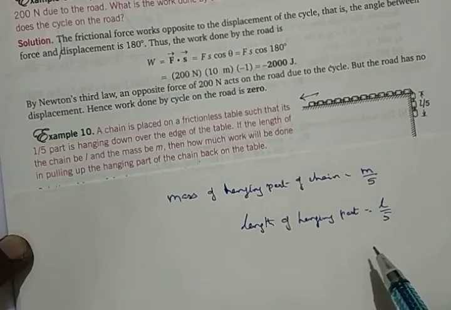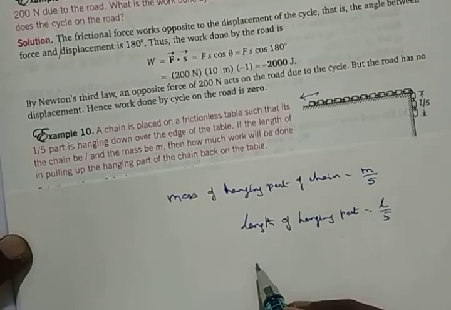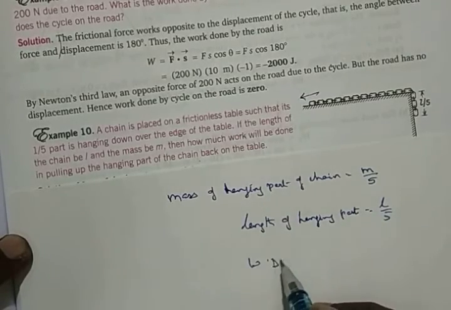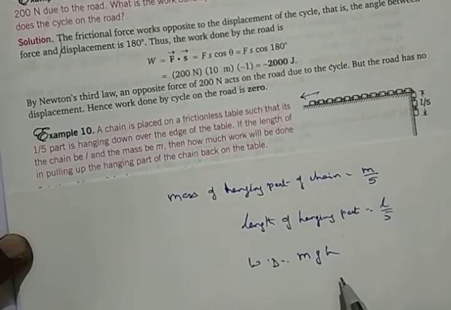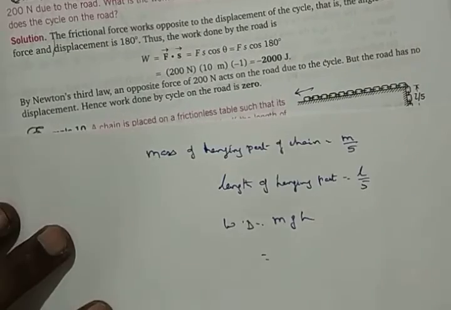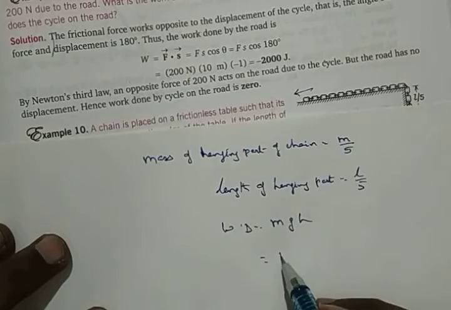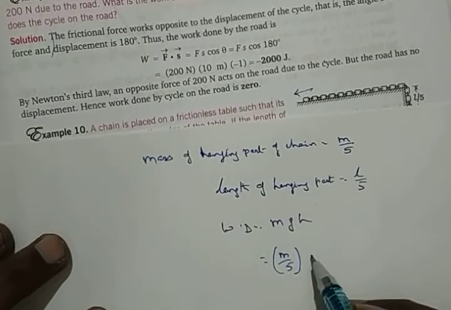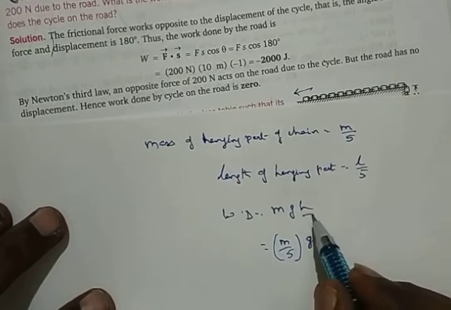Alright, we need to find out the work done. Once you wanted to find the work done, the work done is going to be equal to M into G into H. So that's the basic thing. Force into distance, you need to find it out. That will be equal to mass, which is M by 5, times the g value. And what is the height?